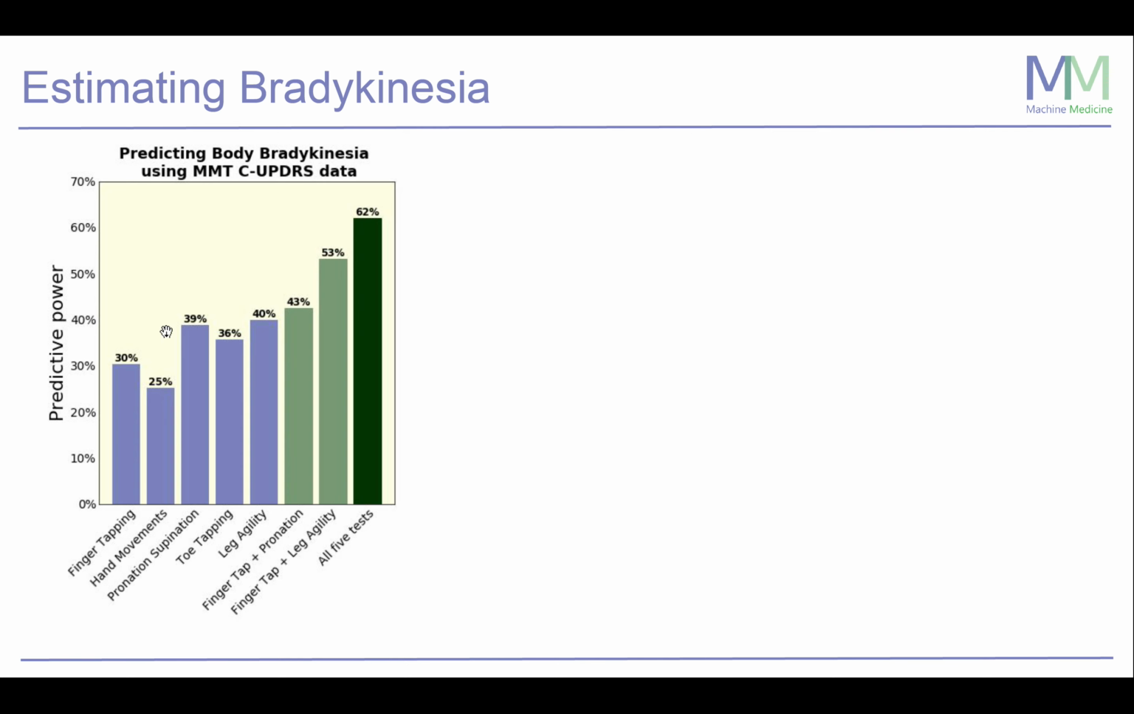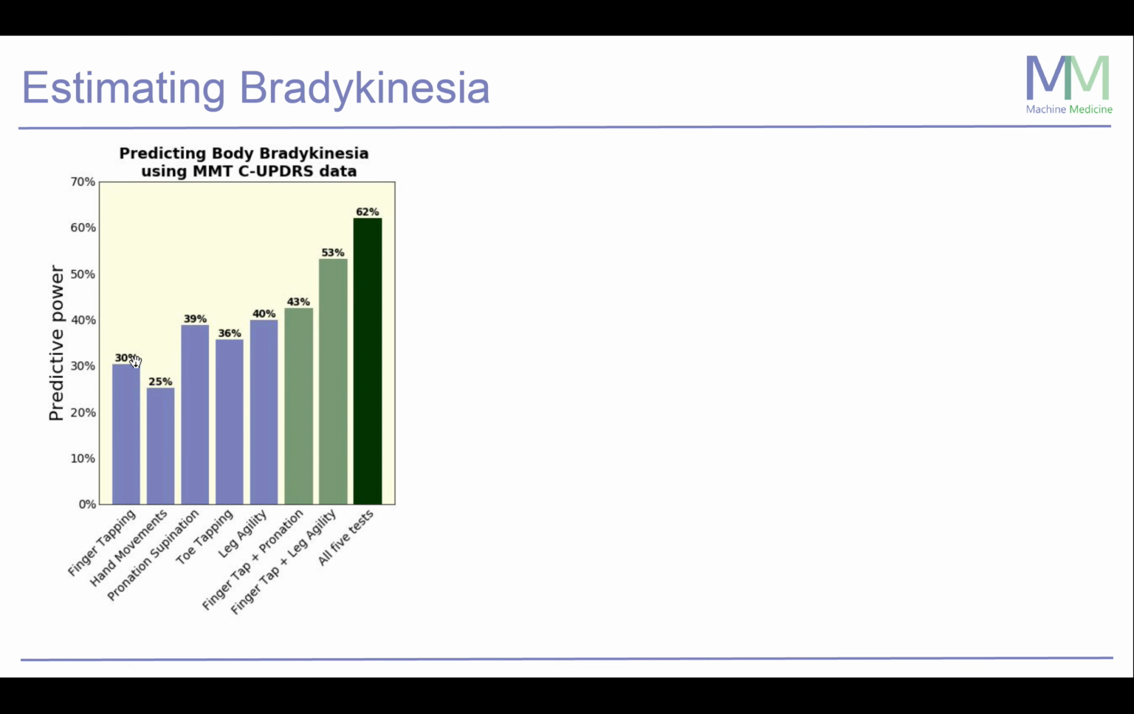And I'll just take a few moments to explain this graph because I think it's an important one. What we're asking here is, if we take the clinician's scores, so scores between 0 and 4 that he or she gave, and we're trying to infer what score he or she gave for item 3.14 based on the scores that he or she gave for the specific items. So if we just use one item like finger tapping, then we can explain about 30% of the variance.